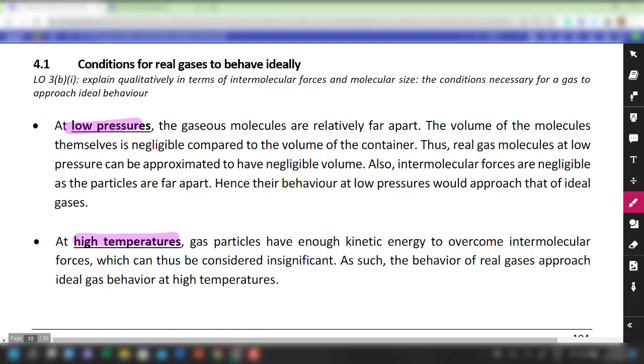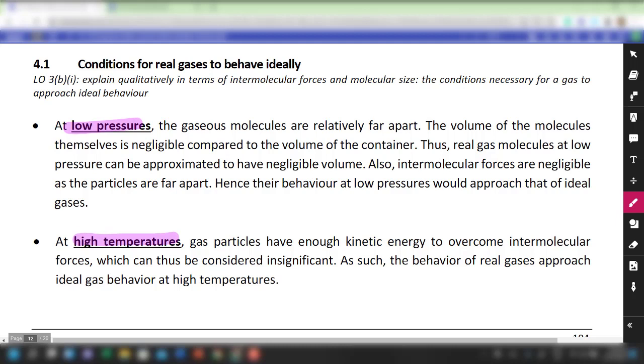And number two, there are much fewer gas particles at low pressure as compared to high pressure. So the total volume of the gas particles being negligible as compared to the volume of the container is more valid. Because of that, you expect real gases at low pressure to have behavior that tends to approach ideal gas.